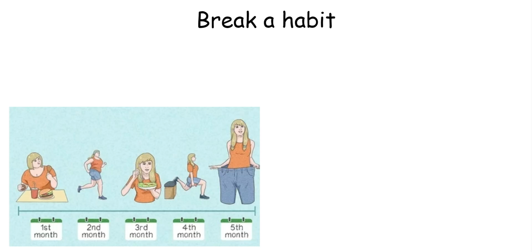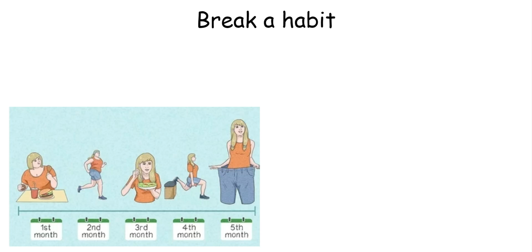Break a habit. You can see on the first month the lady's eating lots of junk food. She's quite large and she looks a little bit overweight. On the second month she decides to go running. The third month you can see she's lost a lot of weight and she's changing from junk food to eating salads and lots more healthy foods. Fourth month she's starting to do some exercises, and the fifth month you can see she has lost a lot of weight. So what is the habit that she was trying to break?